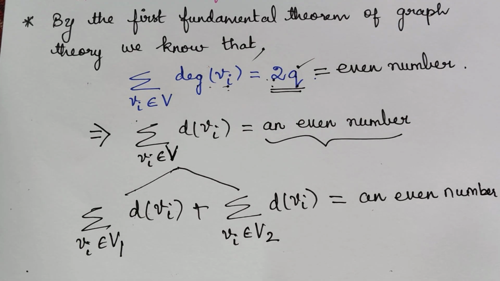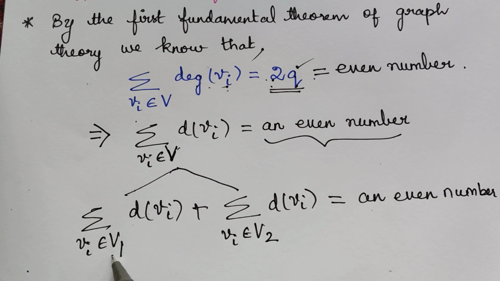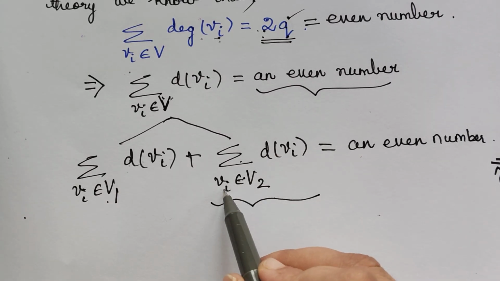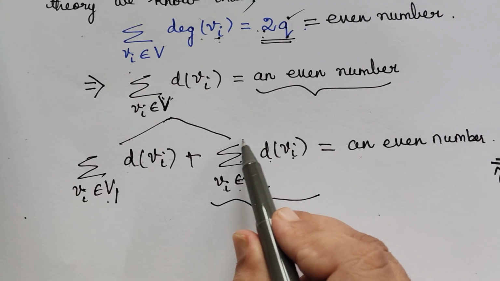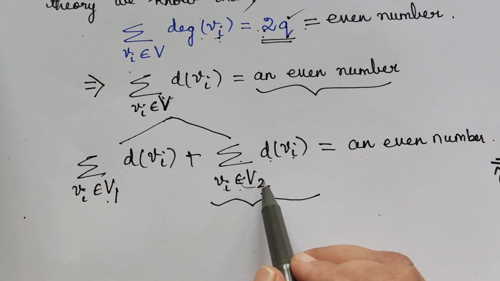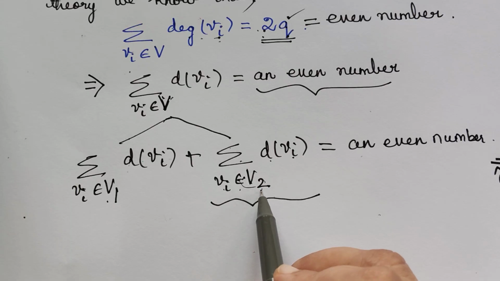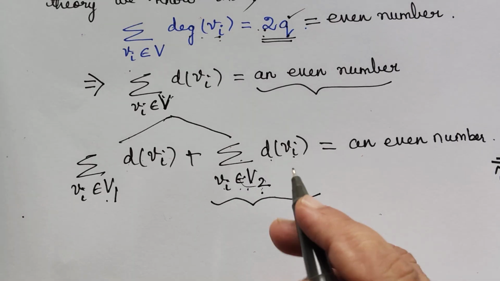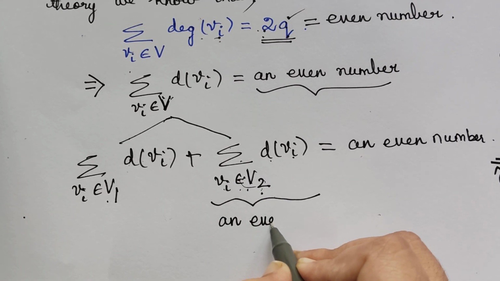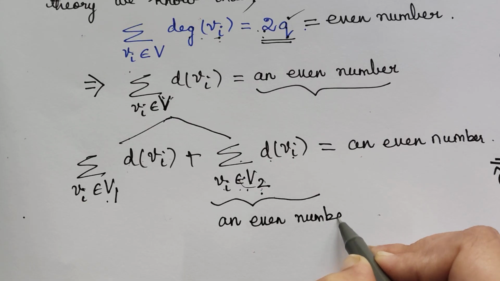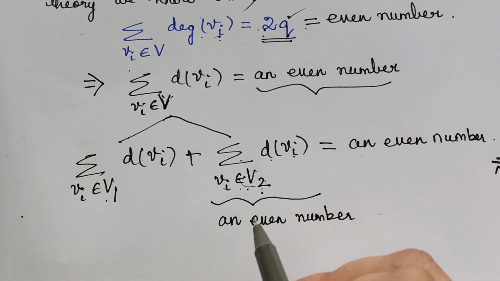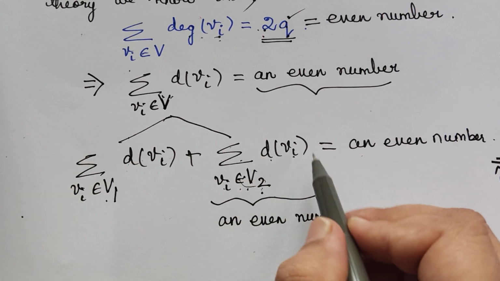So if you see here, we have split up the set V as V1 and V2 and we have got these two summations. Now we are concerned about this one. What about this summation over Vi in V2 of degree of Vi? What will be this sum? We know that V2 is the set of all those vertices with even degree. So if you add up all the even numbers, you will get an even number only. So this is an even number. Obviously, because all the degrees are even, if you add up all the even numbers, the resulting answer will also be an even number.